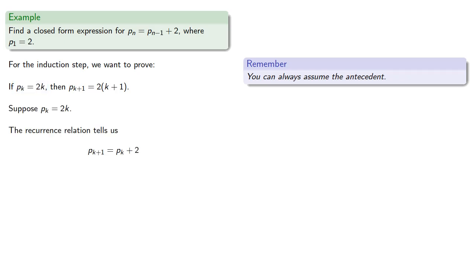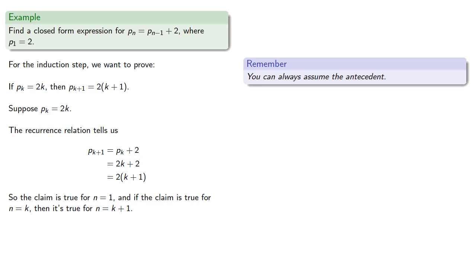The recurrence relation tells us that P_{k+1} is P_k plus 2. We assume that P_k is 2k, so we could replace that. And let's see, I want to get to 2(k+1), oh, well, if I just factor a 2 out, I get what I want. And so if P_k is 2k, then P_{k+1} is 2 times (k+1). So the claim is true for n equals 1, and if the claim is true for n equals k, then it's true for n equals k plus 1, and consequently we may conclude that P_n is in fact 2 times n.